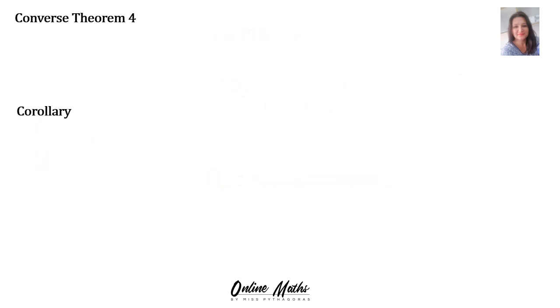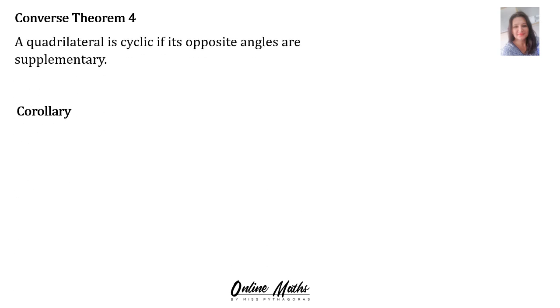We also find the converse for theorem 4, and that reads, a quadrilateral is cyclic if its opposite angles are supplementary. So it's the exact opposite of the previous theorem. And then the short for that is opposite angles of quad supplementary.